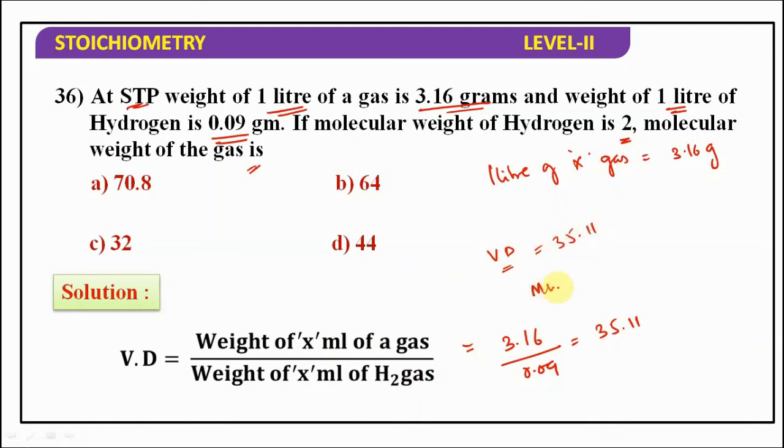Molecular weight is equal to 2 into vapor density. So if you solve it, you will get close to the answer 70.2. Approximately, I can take option A as the correct answer. Understood? Hope it is clear for you, right? These are basic level of understanding questions of mole concept.